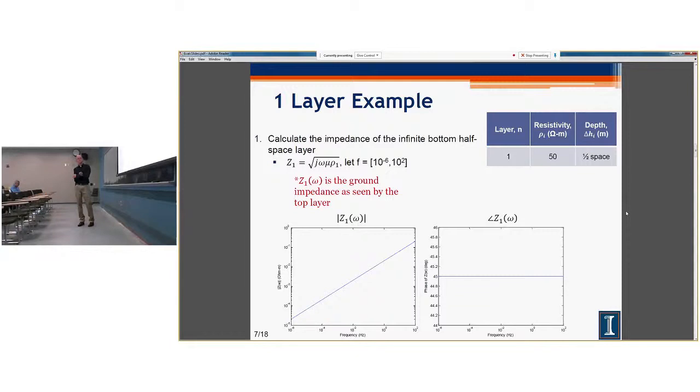Here's a single layer example, which shows the phase and the magnitude of it, which is what we'd expect. This is just the intrinsic impedance for one layer, and we see the phase is constant at 45 degrees, which is what we'd expect.